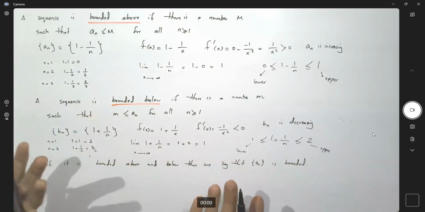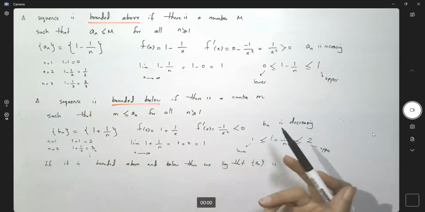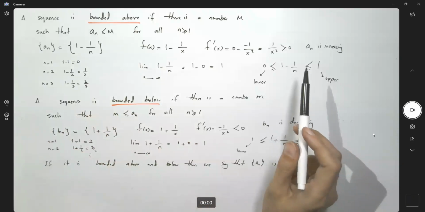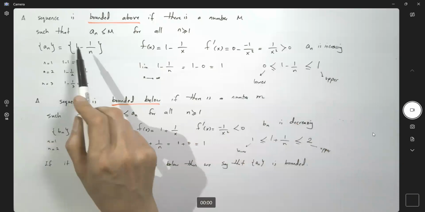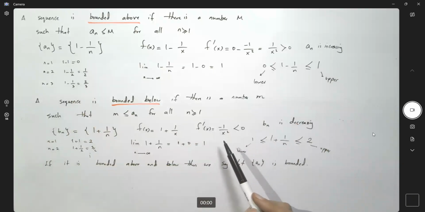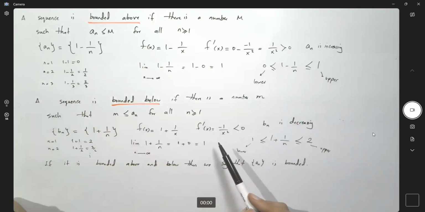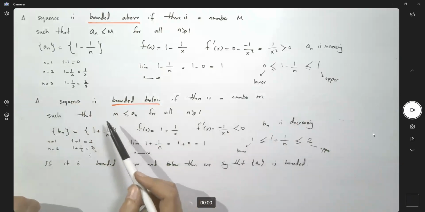So on the exam, if I ask you to write an example of a bounded sequence which is increasing, you can use the first sequence. If I ask you to give me an example of a bounded decreasing sequence, you can use this example.